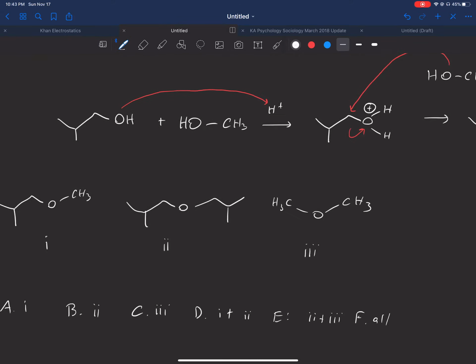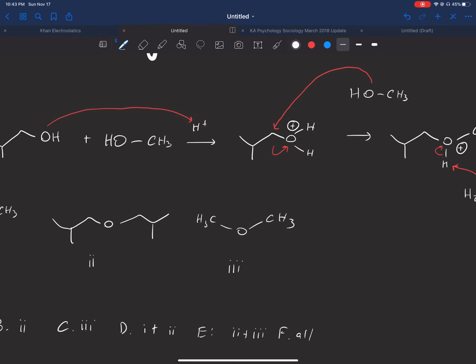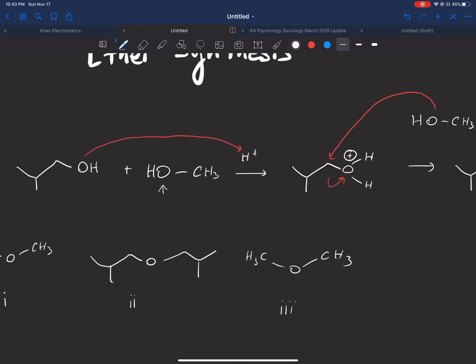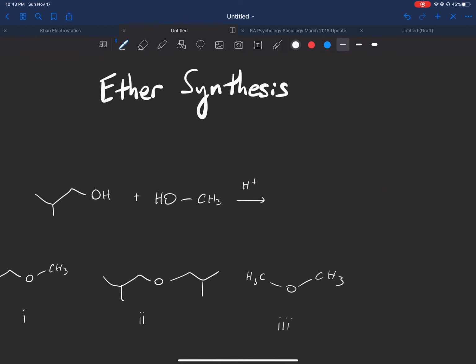But let's look at what we did. We protonated an alcohol, right? And then the other alcohol that we had in our solution attacked. But what's to stop this compound right here from taking the H, right? They're both alcohols. They have relatively similar pKas. So let's try it that way. So let's erase this. So now let's have this grab the H.